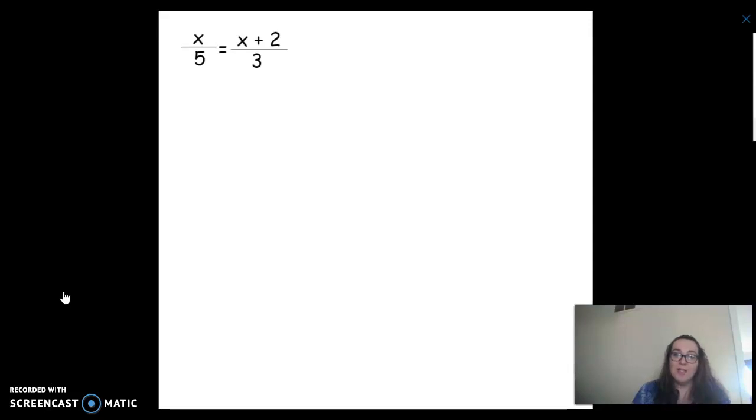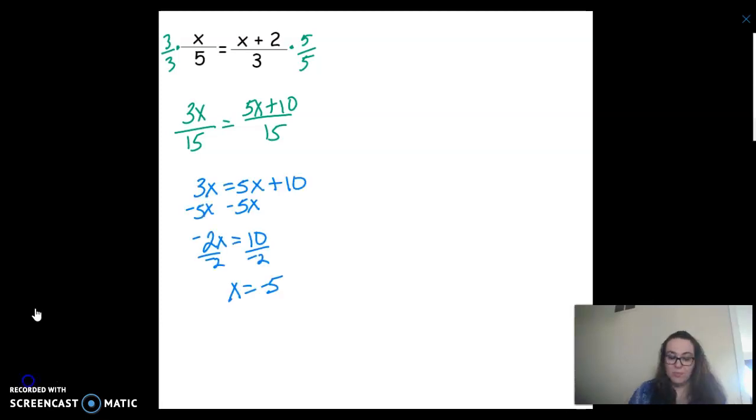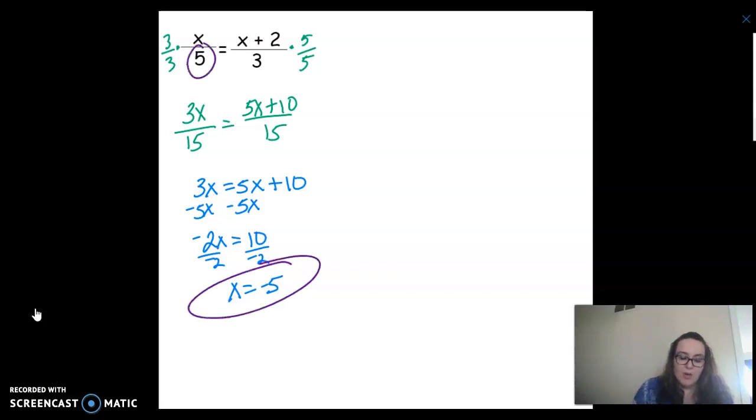Last question. I want you to solve it completely on your own. So I get this x equals negative 5. Up here at the beginning, there is no x value on the denominator. So that means x can be anything. There's no restriction on x. So x equals negative 5 is our solution.